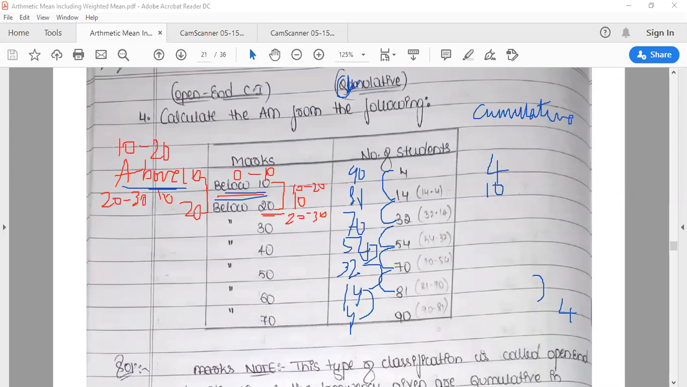Any doubts in cumulative frequency? This is where many of them go wrong. You will not know where to start and where to end. Do not get confused. Please understand the question and then solve. The only solution is that.